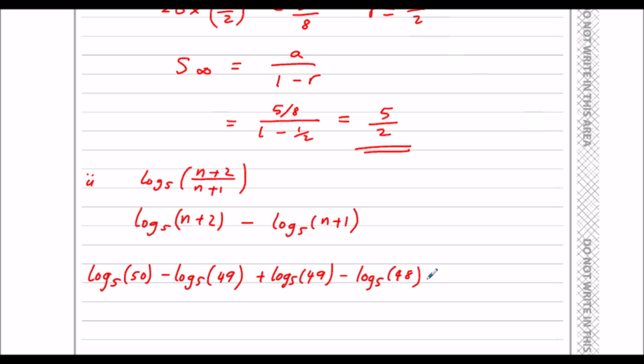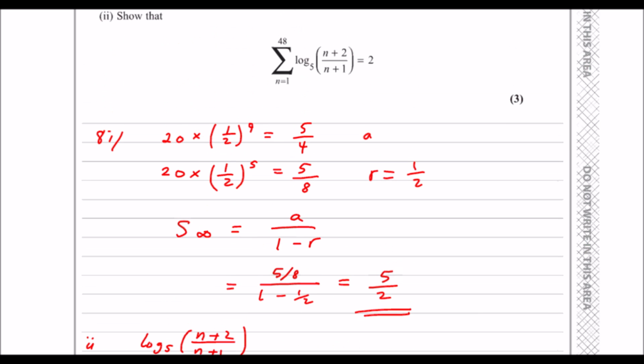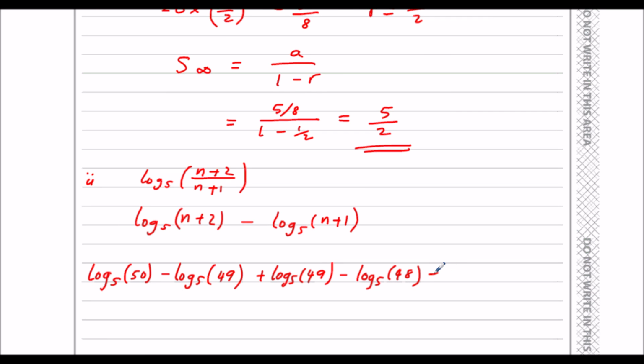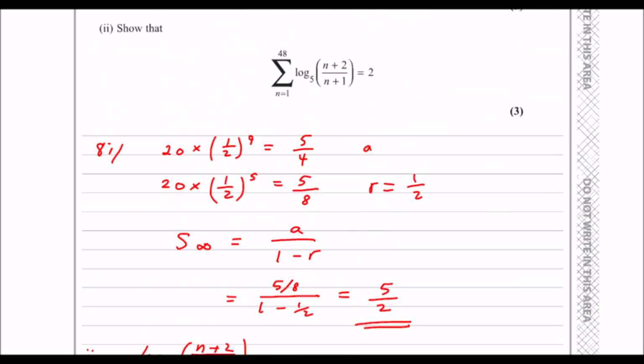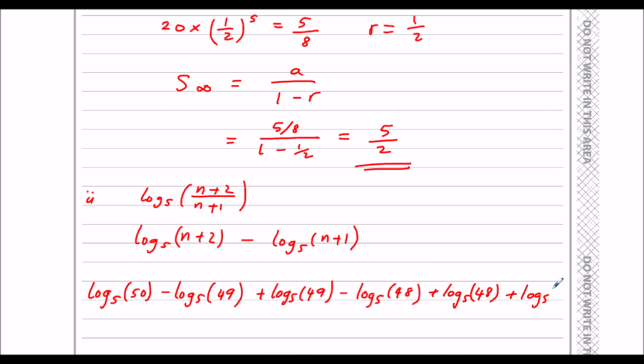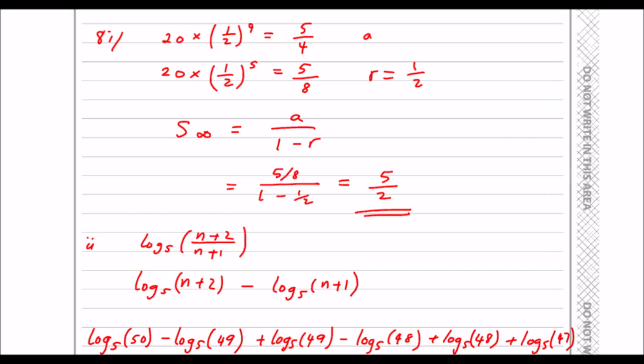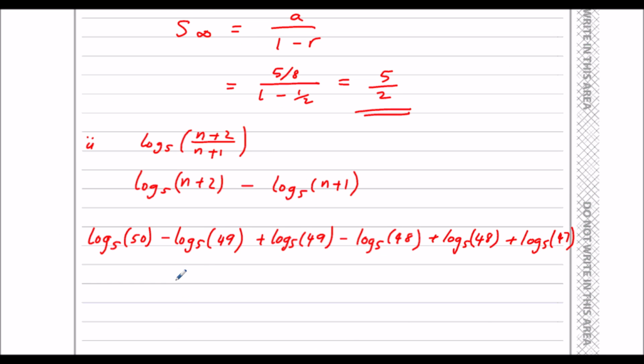And this pattern's going to keep going. So let's do the next one. So 46. So log 5 46 plus 2 will be our 48. So they cancel. Plus log 5 47. And then we'll take away log 5 47. So we'll keep taking away. So all these two are going to cancel. These two are going to cancel.